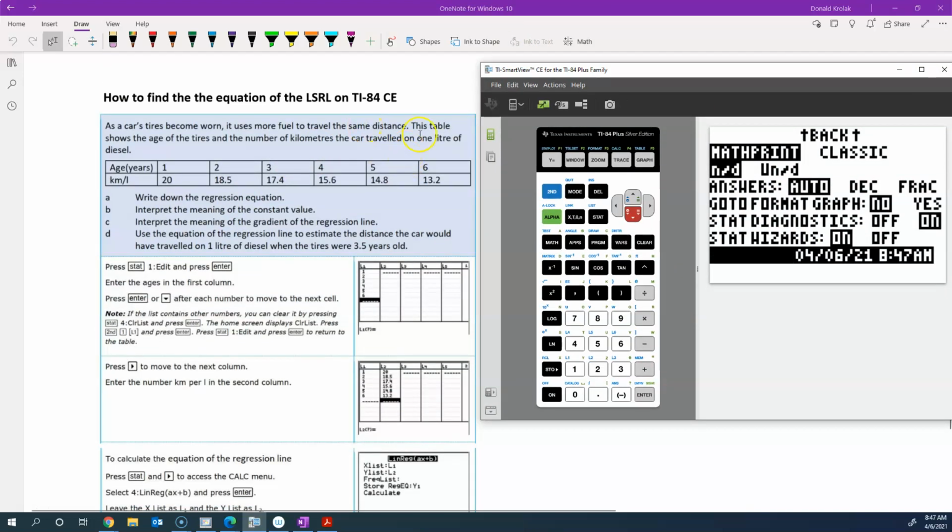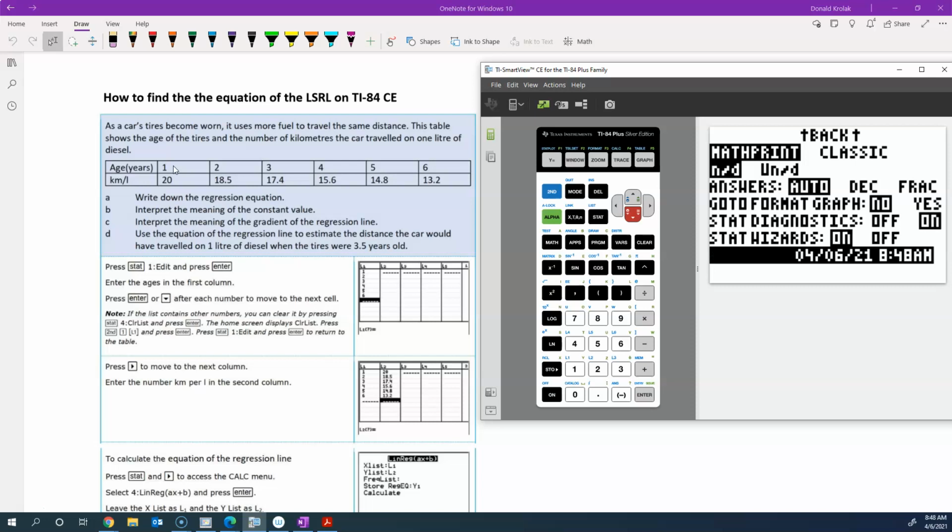So what we're doing here is we're finding out how the age of your tires affects your gas mileage. Okay, so the older your tires are, your gas mileage goes down. All right, so for example, if you had tires that were 1 year old, then you'd be getting, in this particular case, 20 kilometers per liter. Okay, by the time your tires are 6 years old, you'd be getting only 13.2 kilometers per liter.